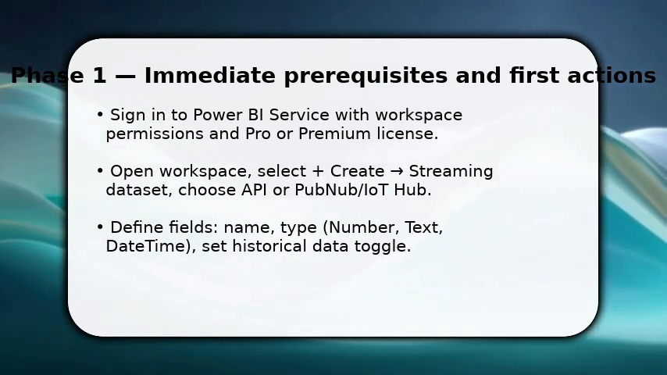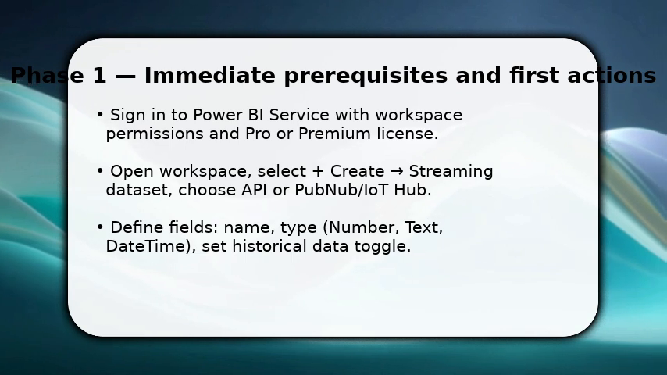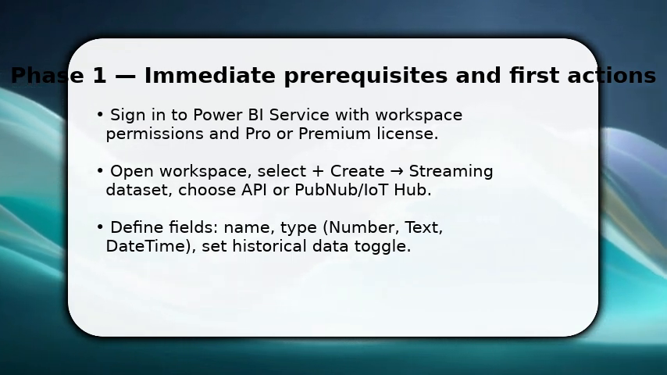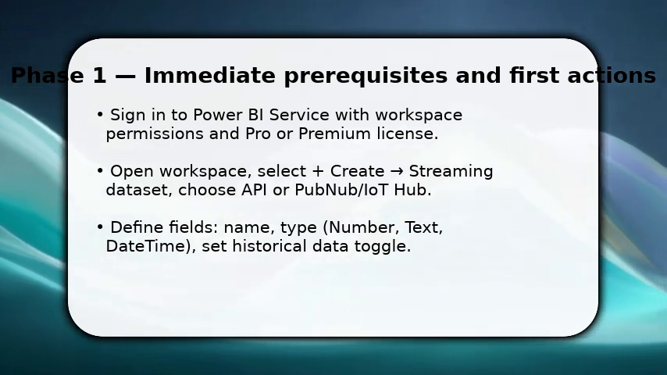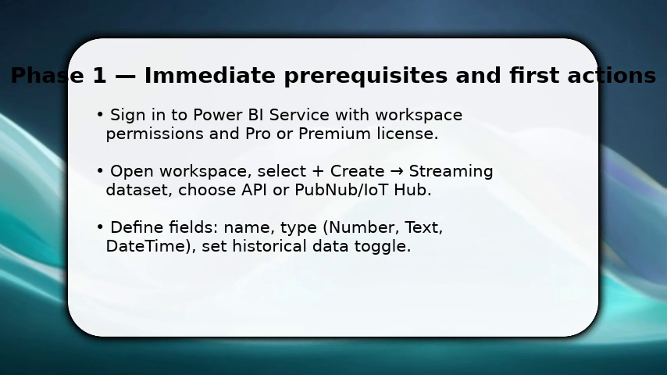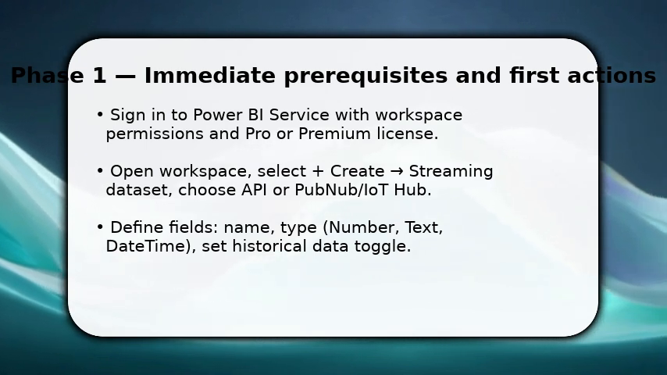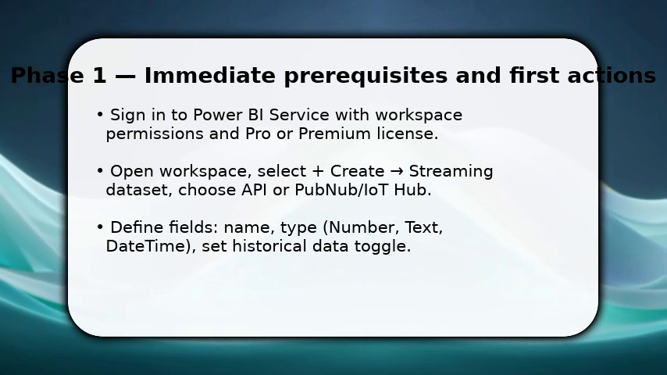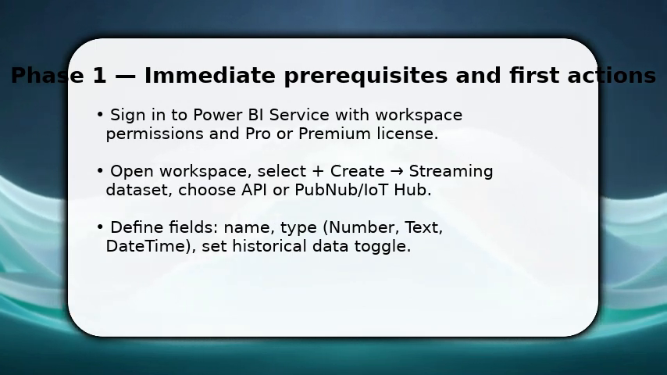Next, you define field names and types: number, text, date, time, and enable historical data if you want to cache values. Once done, note the push URL and sample JSON schema. You will need them to send real events immediately, so copy them now.